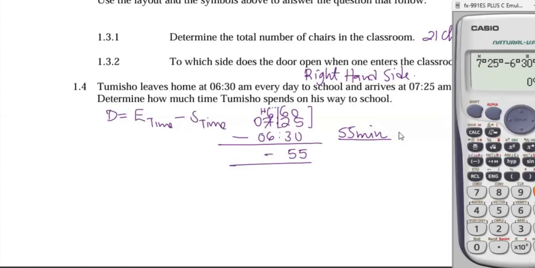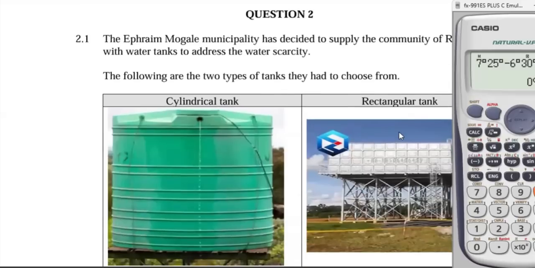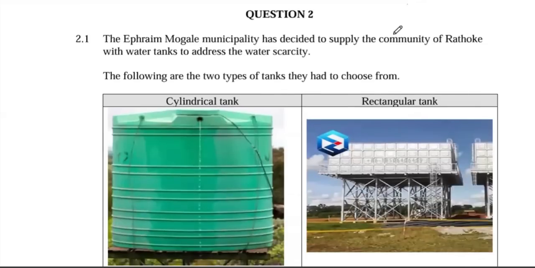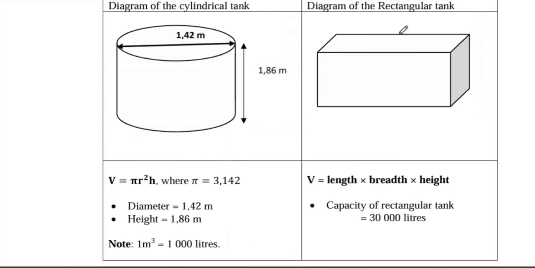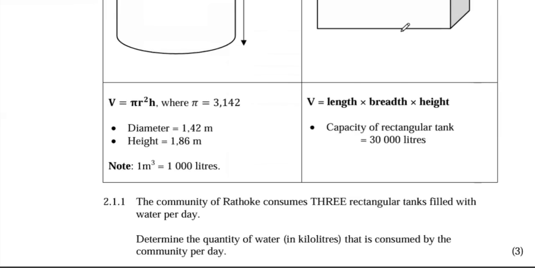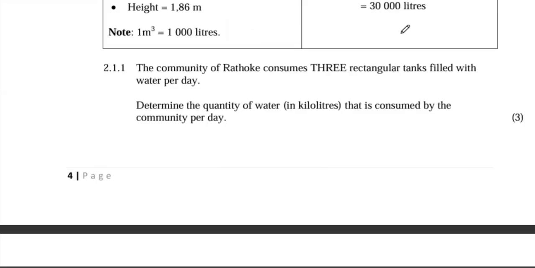55 minutes. All right. Let's look at question number 2. Question number 2 talks of a municipality that has decided to supply a community with tanks. So here the main thing is to look at calculations. What do you need to do?